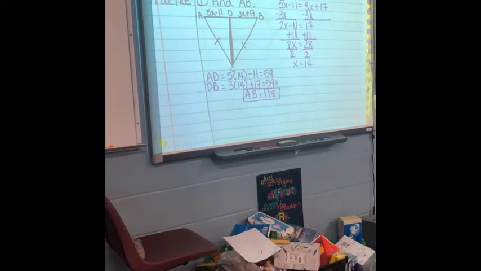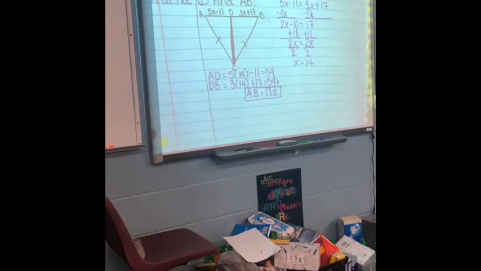None? All right. So we're going to move on to the angle bisectors. Angle bisectors. Does everybody have this problem? Good? Okay.